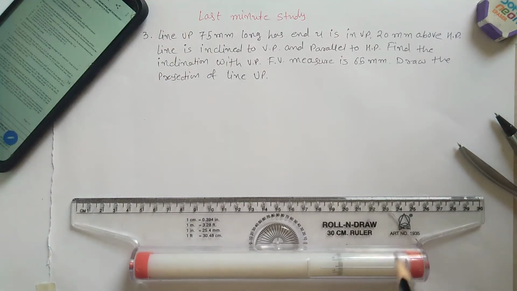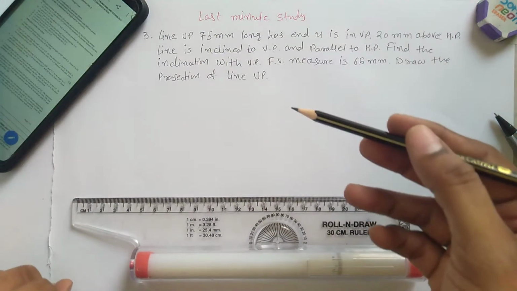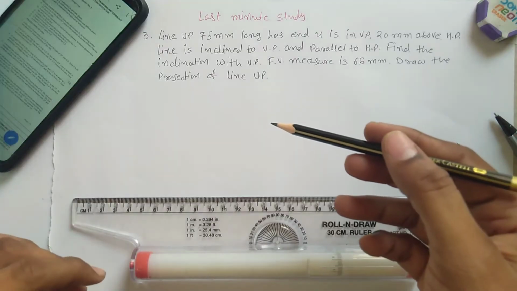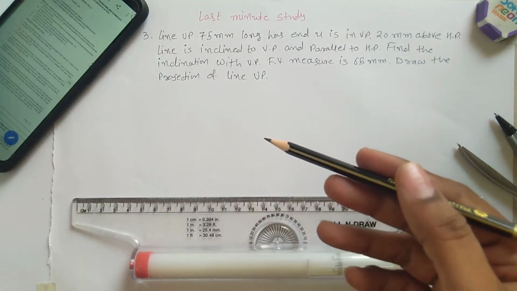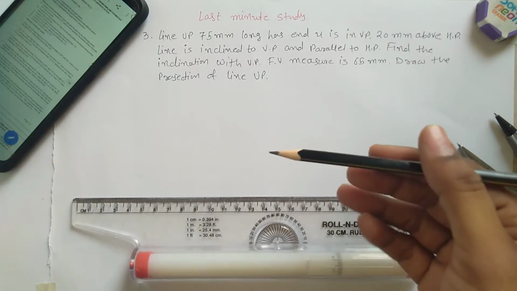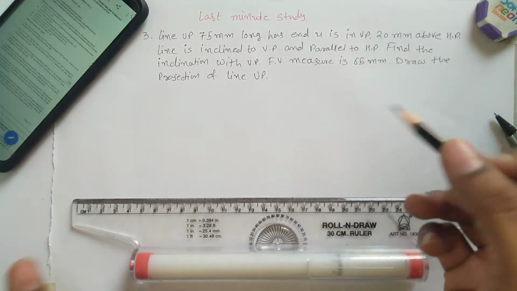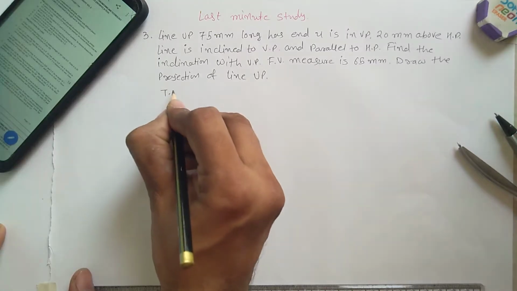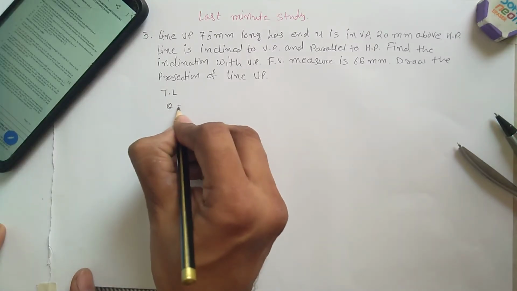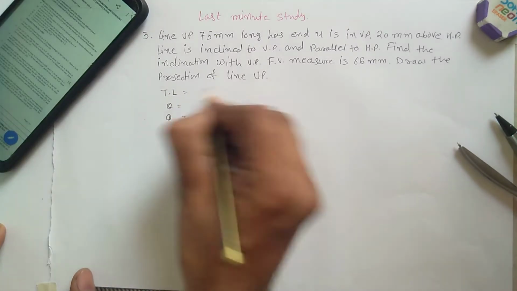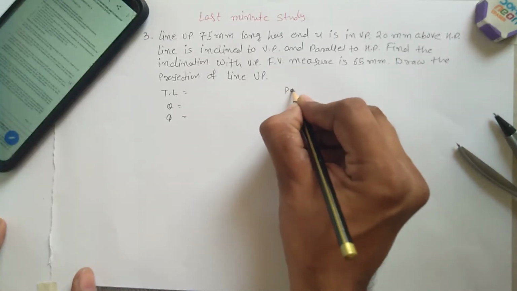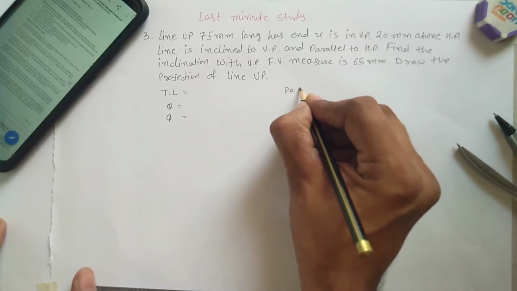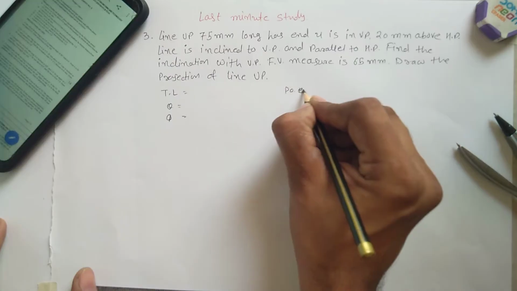Sheet number 3, problem number 3. This is the projection of line problem. As we already discussed in problem number 2, you have to find out some of the data from the numerical. First of all, true length, you need true length, theta, phi, and a position with respect to HP or any endpoints.